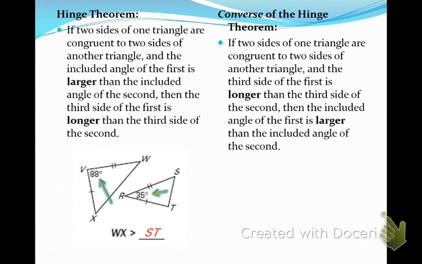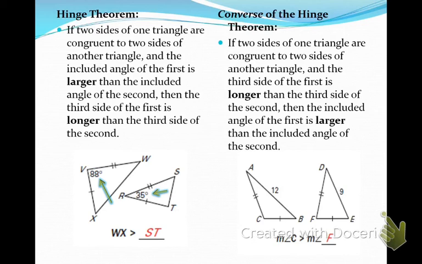Converse. The converse works just the opposite. So if I have two triangles with two congruent sides each, except for the third side, then the larger angle is going to be across from the longer side. 12 is across from C. 9 is across from F. 12 is greater than 9. So C will be greater than F.